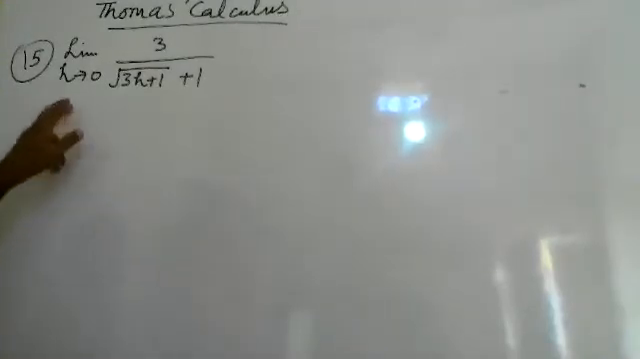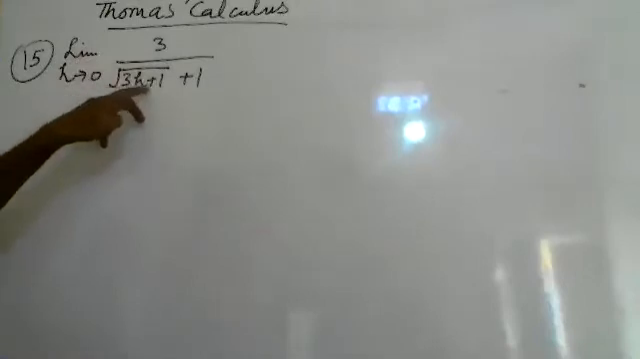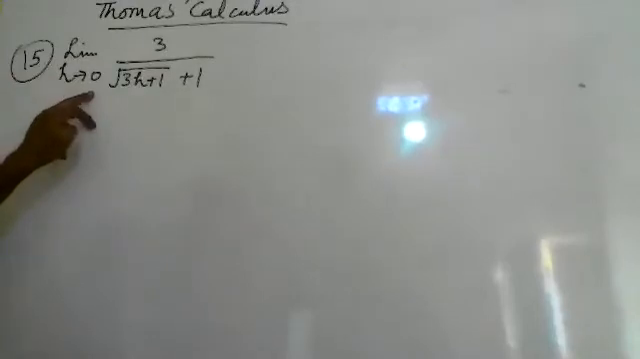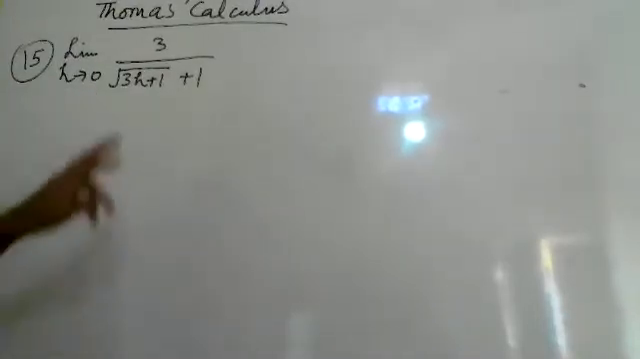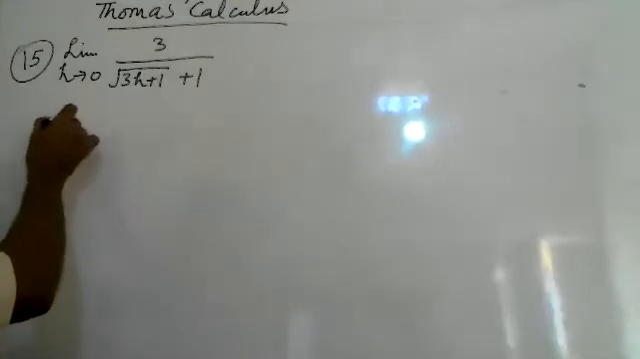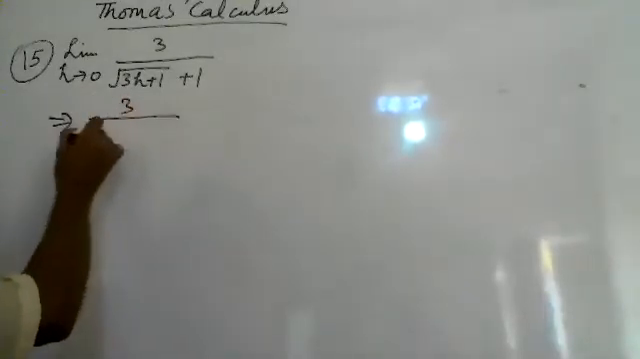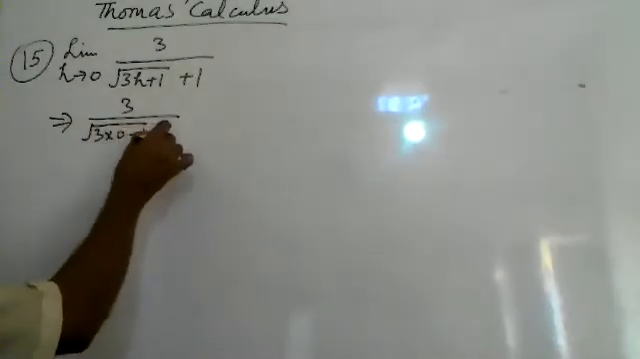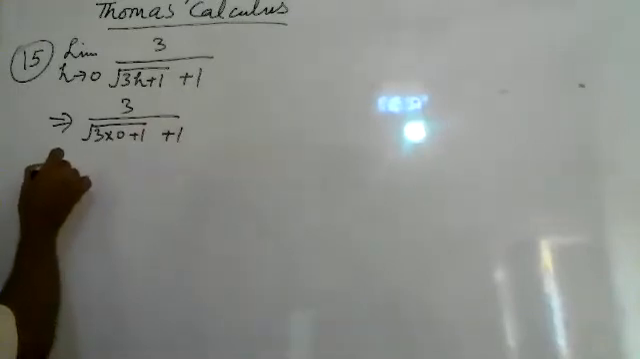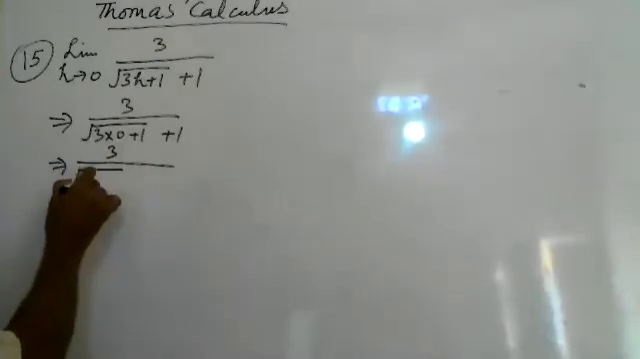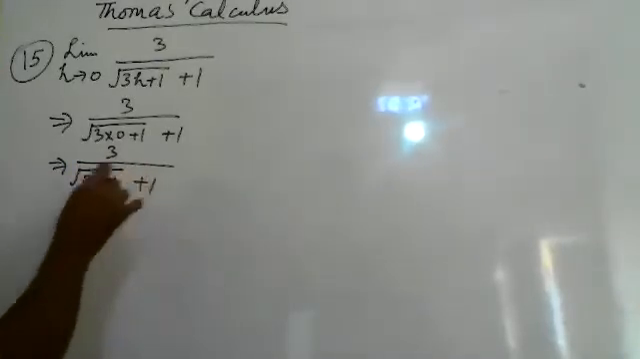Okay, so we have to find the limit of 3 upon under root 3h plus 1 plus 1 as h tends to 0. So here is the denominator as well. We'll put the values. 3 upon under root 3 into 0 plus 1, and plus 1 outside.